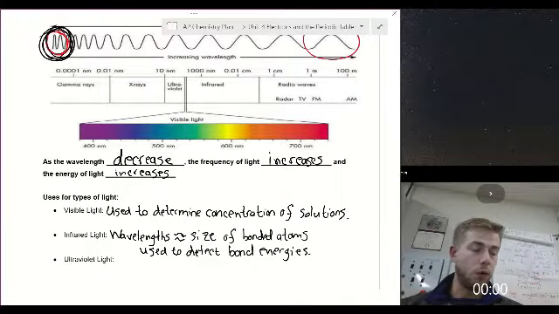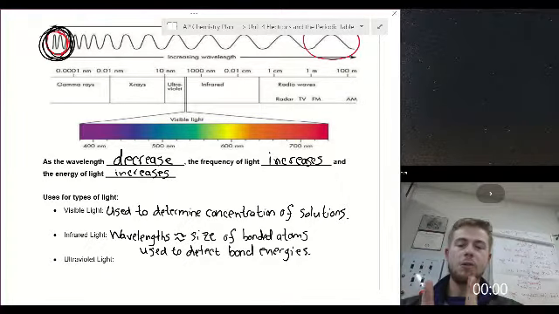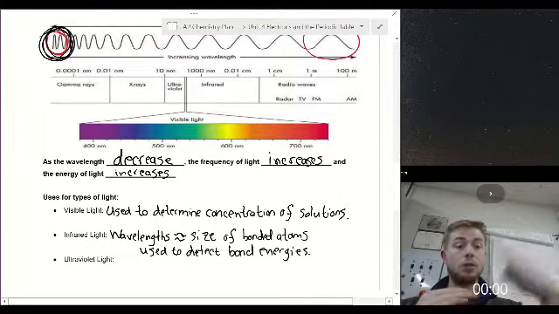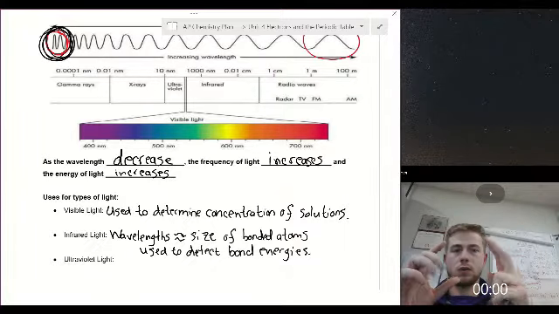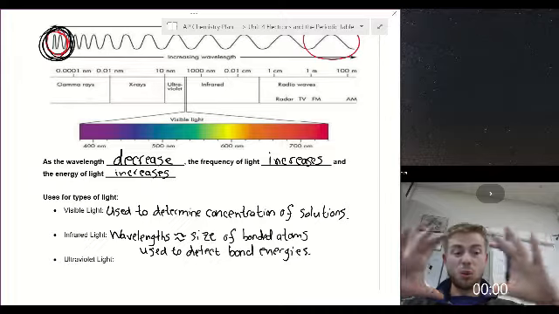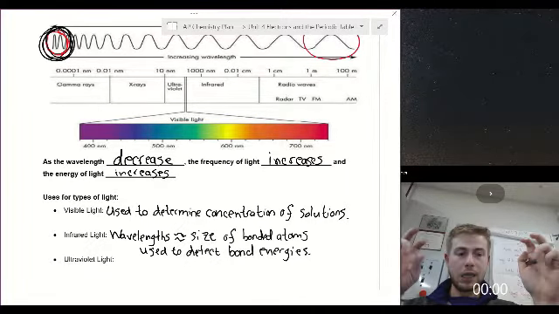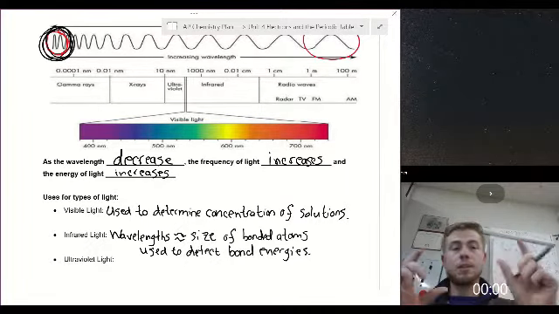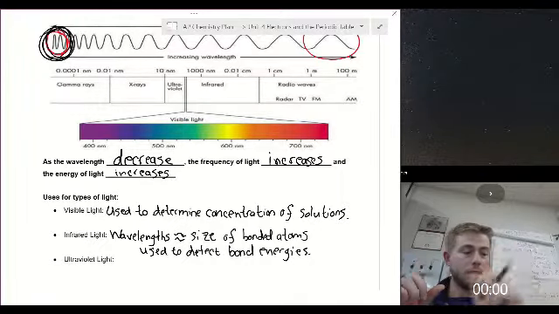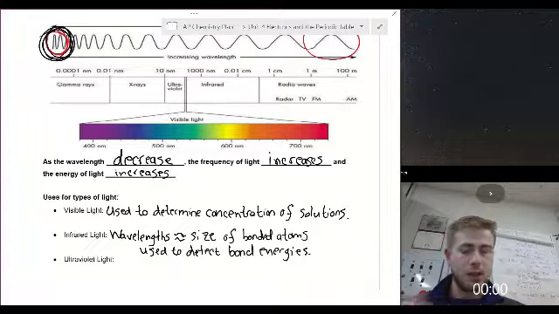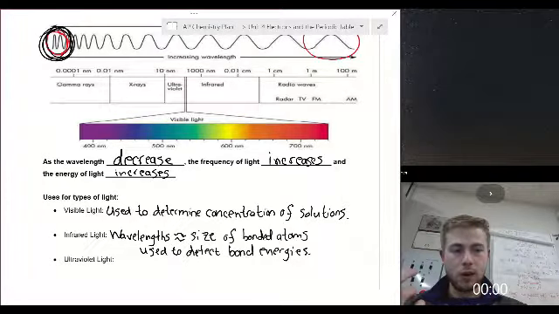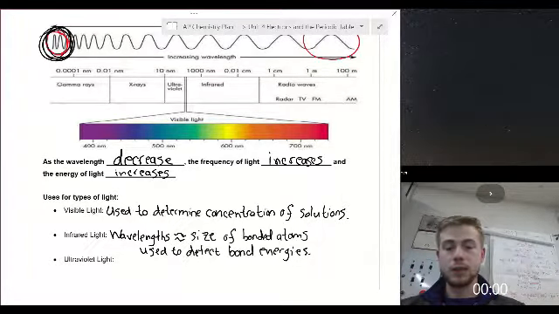But what they're used for and why they're useful is because their wavelengths are about the size of those electron jumps. So remember the size of the orbitals and the size of those rings or orbitals that electrons live in. They're about the size of those electron jumps. Therefore, they can be used to detect electron positions if you use ultraviolet light to do that.